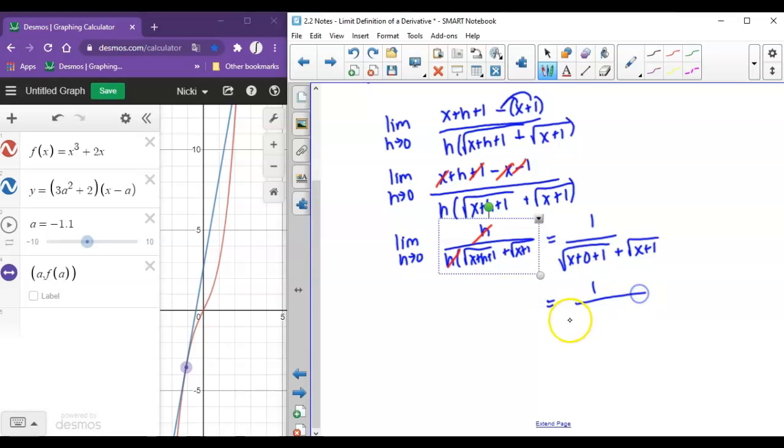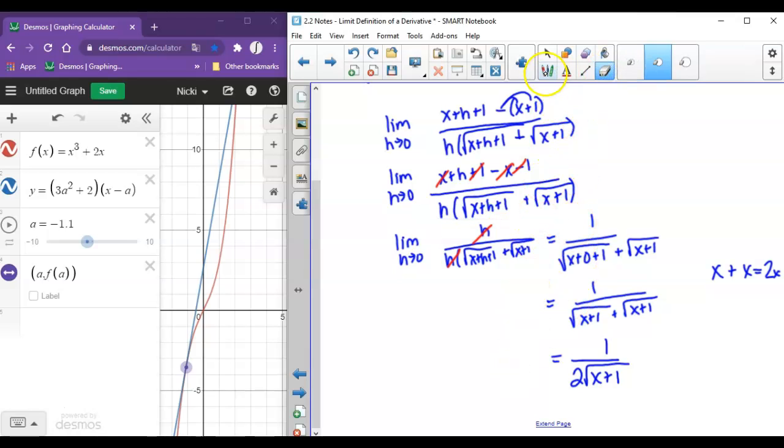So now you've got 1 over the square root of x plus 1 plus the square root of x plus 1. A lot of students have a little bit of trouble combining these right here. Just think what you would do if you did x plus x. It would not be x squared. It would be 2x. This is going to be 1 over 2 times the square root of x plus 1 here. And so that is, actually we don't want to name this f prime of x. This is the derivative of the square root of x plus 1.